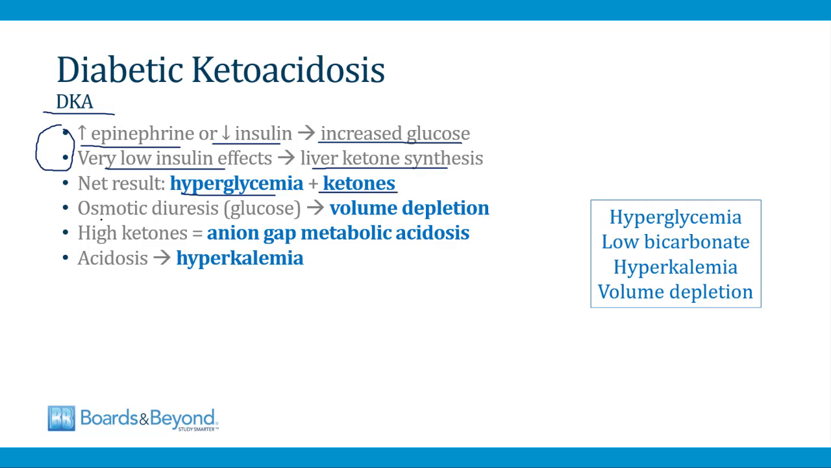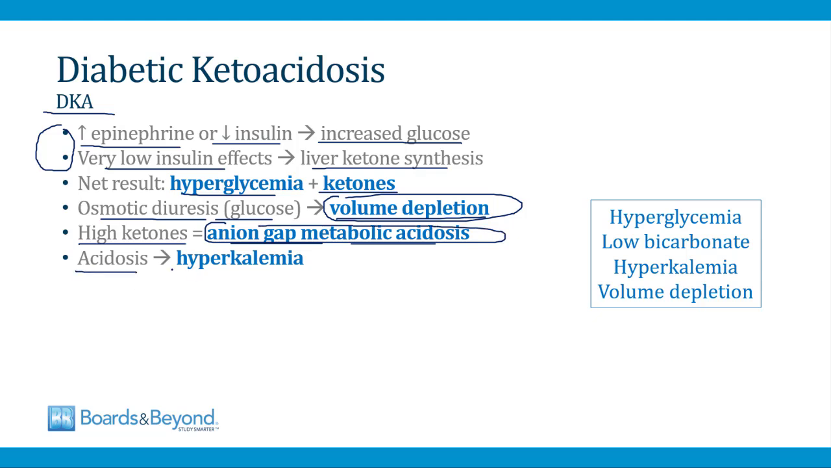What happens next is an osmotic diuresis occurs. When glucose levels are very high, glucose spills into the urine and it pulls free water with it. And this leads to high urinary volume, and that will lead to volume depletion, which is another element of DKA. And then when the ketone levels are high in the plasma, some of the ketone bodies synthesized by the liver are acids, so this will lead to an anion gap metabolic acidosis. DKA is a classic cause of an elevated anion gap metabolic acidosis. And then finally, as the acidosis sets in, this can lead to hyperkalemia, another element of DKA.